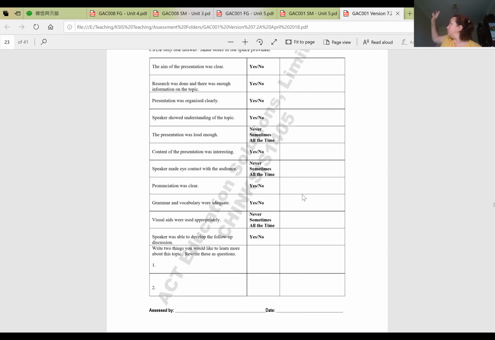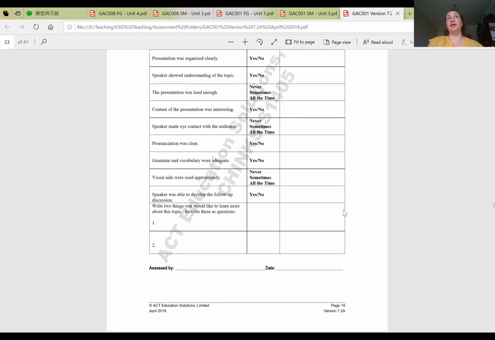So making sure, again, you're not just reading off a piece of paper. Pronunciation was clear, so you're able to express and pronounce correctly, in particular, vocabulary that you might be unfamiliar with. Grammar and vocabulary were adequate.